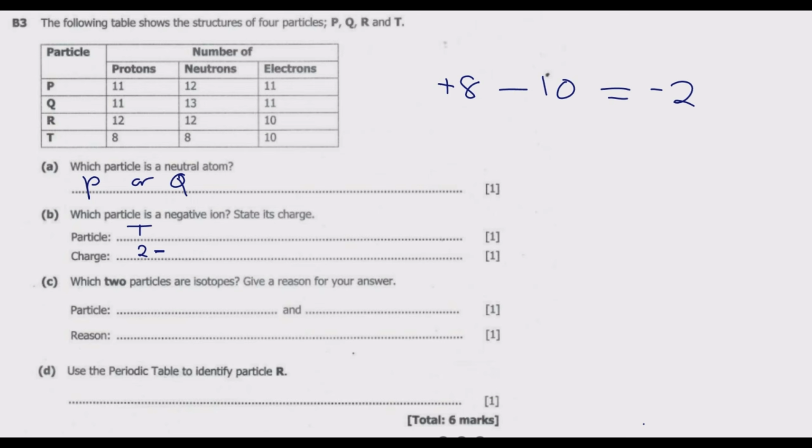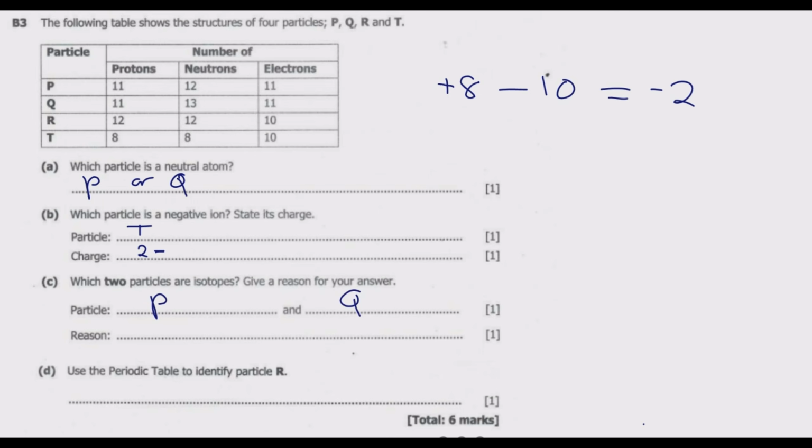We look at C. Which two particles are isotopes? We need to understand what an isotope is. An isotope is an atom that has the same number of protons and electrons but a different number of neutrons. That's what we call an isotope. What you notice here is that P and Q have the same number of protons and electrons but a different number of neutrons. So P and Q are isotopes.